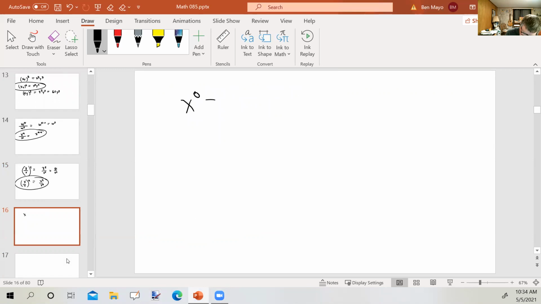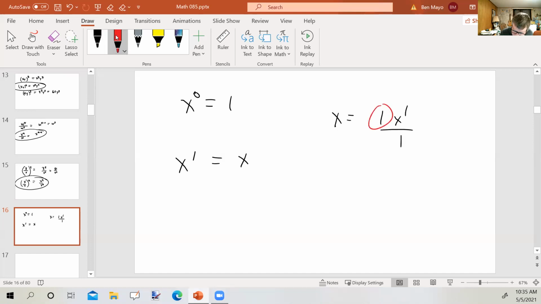Some other cases. If you have something raised to the 0 power, that's 1. And if you have something raised to the 1 power, you don't need to list the exponent. In fact, x is equal to 1 times x to the 1 power all over 1. There's all these things that are implied, whether they're written or not.